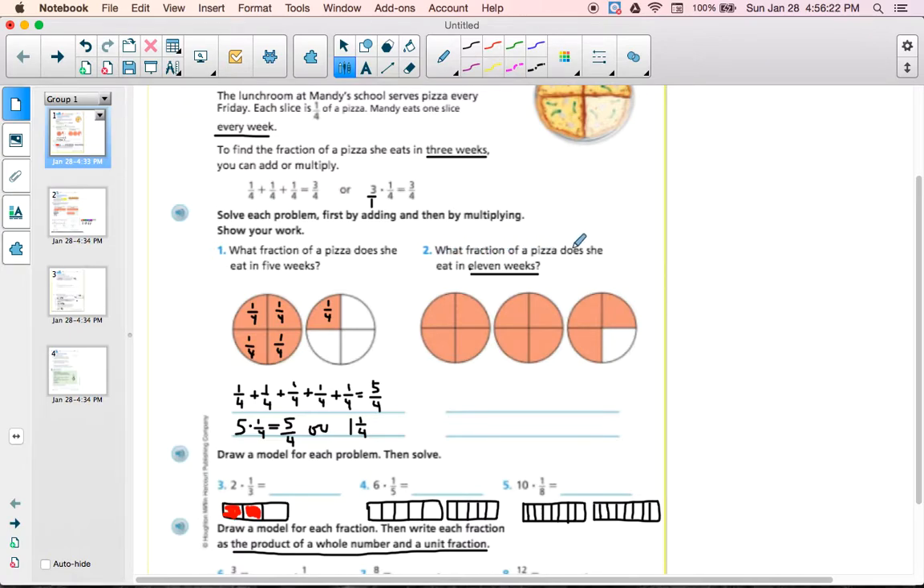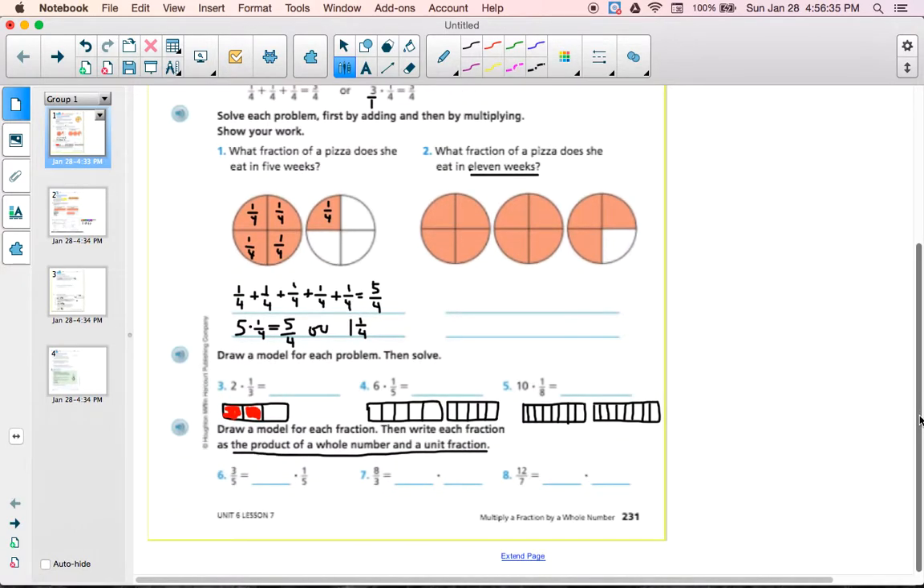What fraction of a pizza does she eat in 11 weeks? Follow this model here and solve it for 11 weeks. First add it and then multiply it and see what you get. So pause the video, solve that one. All right.